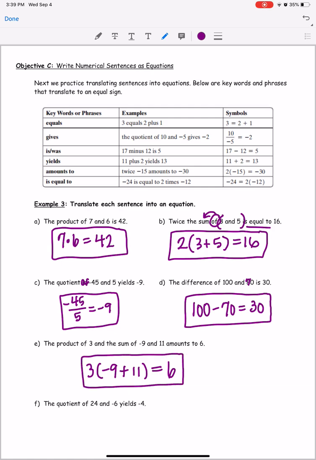And then our last example, the quotient of 24 and negative 6 yields negative 4. Yields, that's your equal sign. So quotient. We've got 24 over negative 6. That yields, that equals negative 4. Check it. Does 24 divided by negative 6 equal negative 4? Yes, it does.